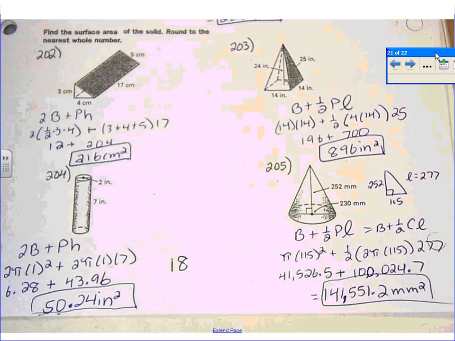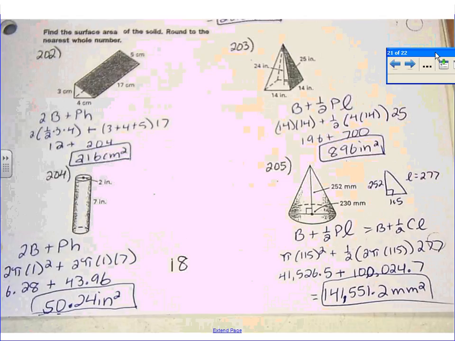202 is 216 centimeters squared. 203 is 896 inches squared. 204 is 50.24 inches squared. 205 is 141,551.2 millimeters squared.